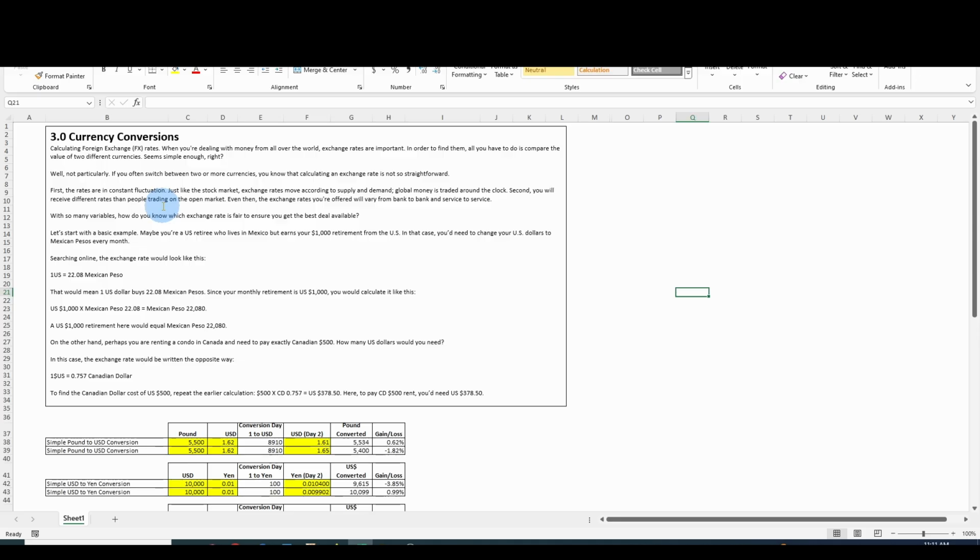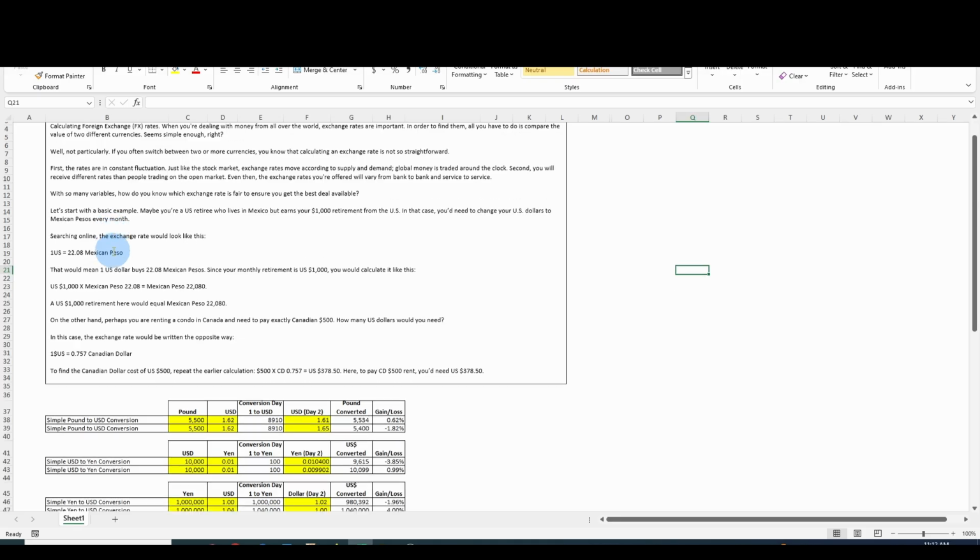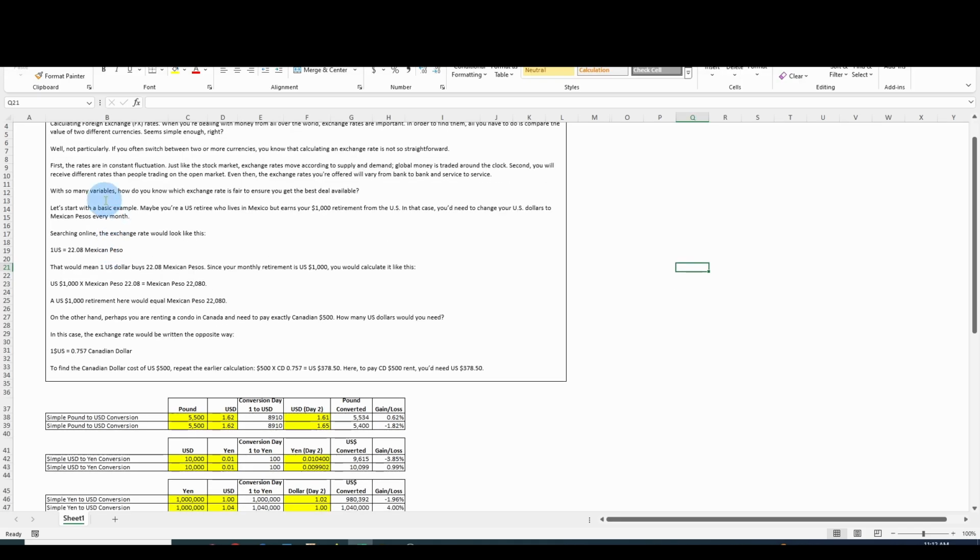Just like the stock market, exchange rates move according to supply and demand. Global money is traded around the clock. Second, you will receive different rates than people trading on the open market. Even then, the exchange rates you're offered will vary from bank to bank and service to service. With so many variables, how do you know which exchange rate is fair to ensure you get the best deal available? Let's start with a basic example.